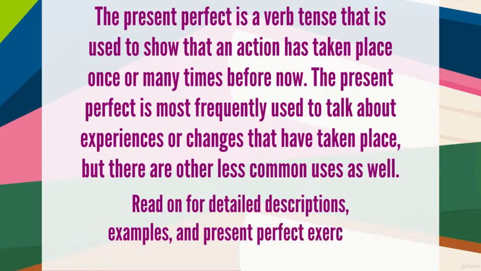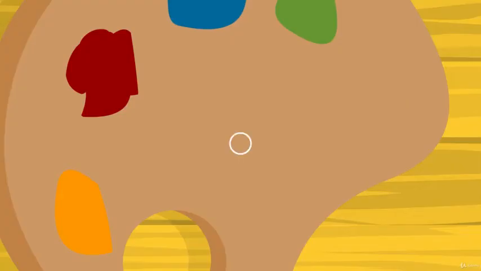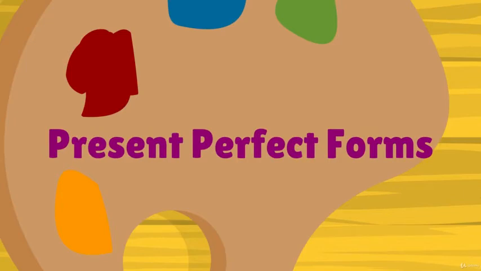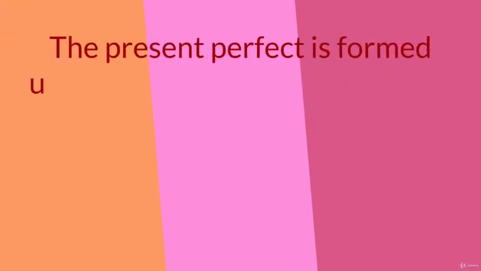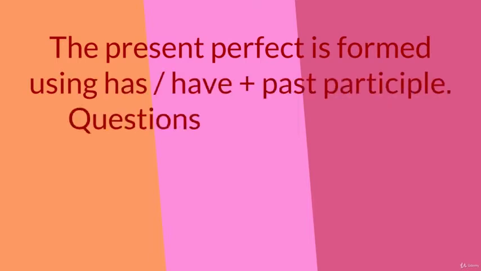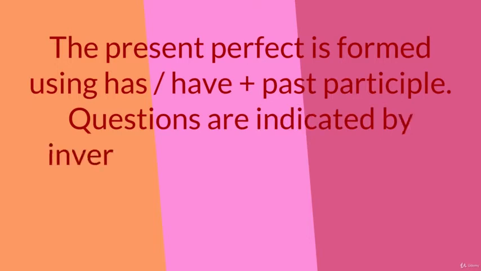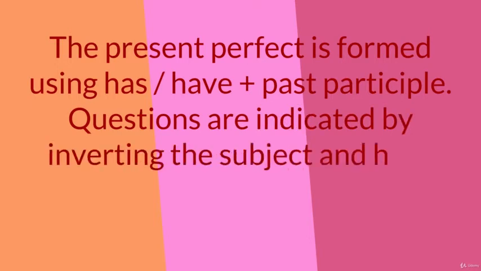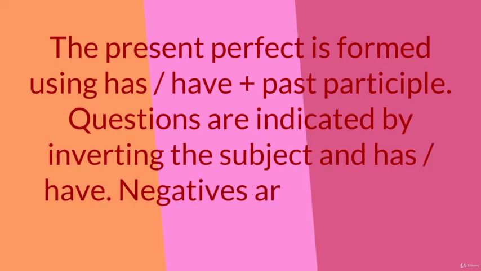Examples: present perfect exercises. Present perfect forms. The present perfect is formed using has or have plus past participle. Questions are indicated by inverting the subject and has or have. Negatives are made with not.